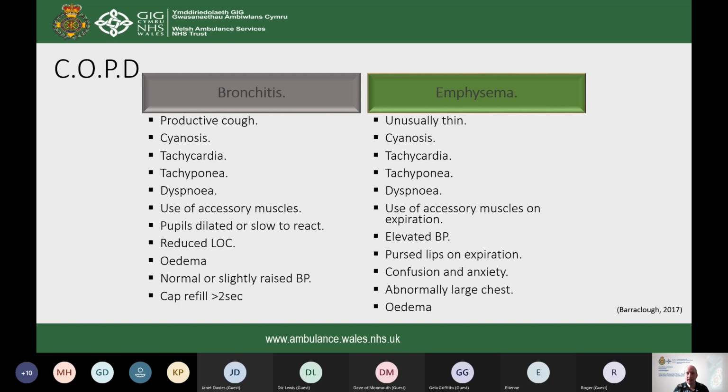Emphysema, then, they're usually a little bit thinner. So this is our pink puffers. Cyanosis, tachycardia, tachypnea, dyspnea, use of accessory muscles, all of the same thing. But they use accessory muscles in exhalation because air is getting trapped in those bigger alveoli sacs. So the alveoli break down, causing air to get trapped in. They're trying to get rid of it, so they use more effort to get air out because it's being trapped in their lungs. So they're the two main differences. Pink puffer is emphysema. Blue bloater is the bronchitis, but I don't like those terms. They're not very nice. But as long as you know one's got a productive cough, the other one hasn't.